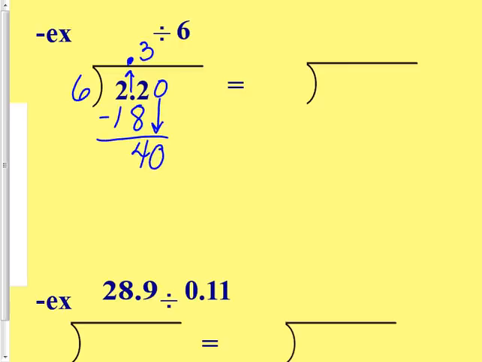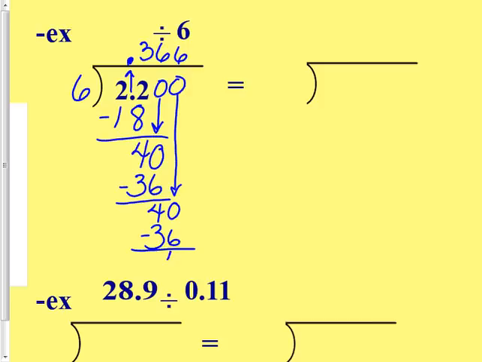6 goes into 40 6 times. 6 times 6 is 36. 40 minus 36 is 4. I annex another 0 and bring it down, and I'm starting to notice something. 6 goes into 40 6 times. 6 times 6 is 36.